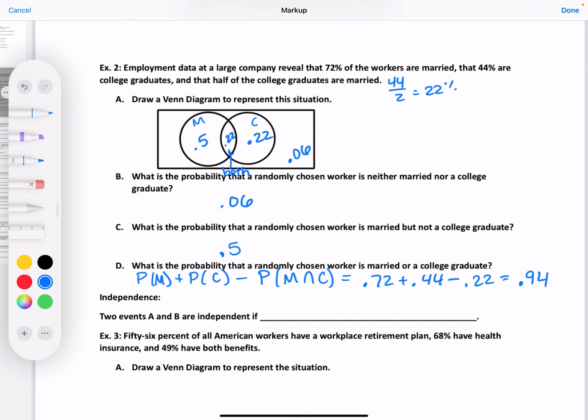I thought you threw that away. Wait, you said it's 0.06, right? Yeah. So these two numbers, the probability that they're married or a college graduate plus the probability that they're neither, should add up to 1.